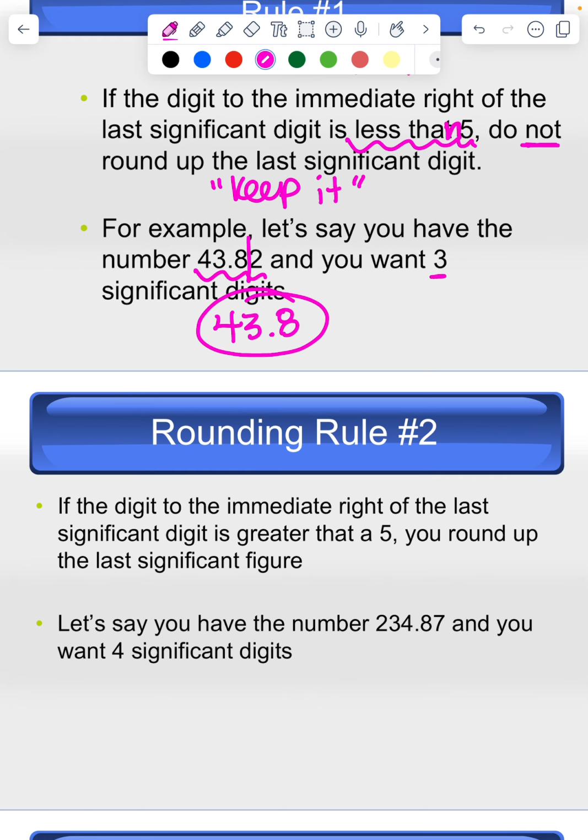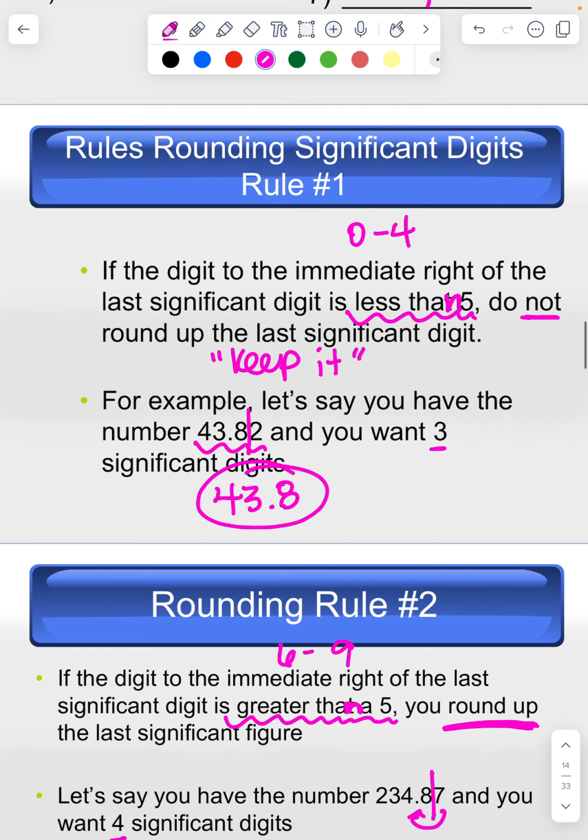Okay, if it is greater than 5, so this is a 6 through a 9, then you round up. Okay, so you have 234.87 and you want 4 sig figs. So that means that you would cut it off after the 4th sig fig, and there's a 7, so that's greater than 5, so we round that 8 up. So we would have 234.9. Okay, so we dealt with 0 through 4 and then 6 through 9.